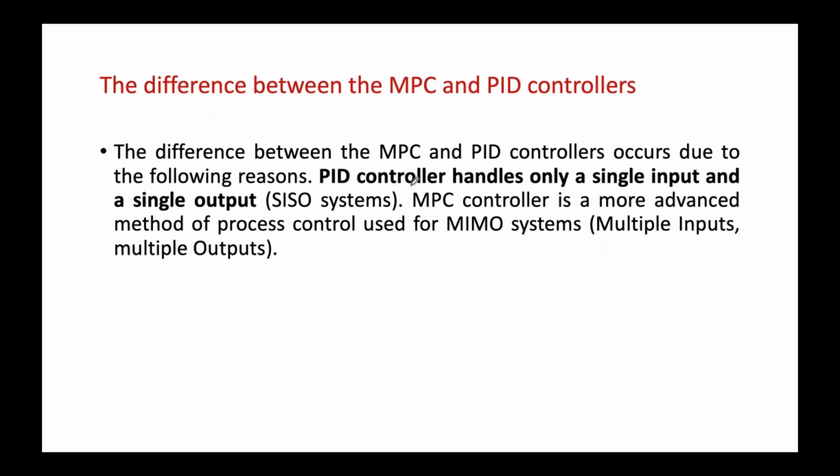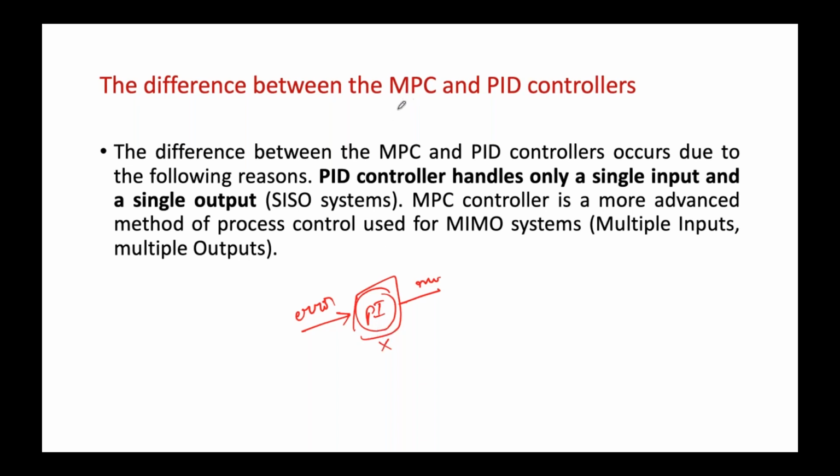So what is the main difference between the predictive and PID controller? If you take a conventional PI controller, what is the input? Error is the input. Output is the modulating signal. The main drawback of the PI controller is that it will handle only one input signal and it will produce only one output signal. It is not for multi-input and multi-output systems. That is the main drawback.